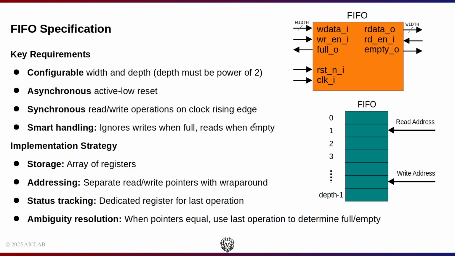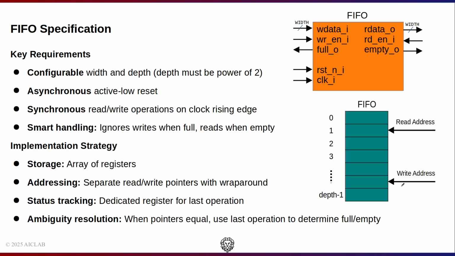We need a register to store the last operation. When read and write addresses are equal, we use this register to determine whether the FIFO is full or empty. Consider this example. The read address points to this location. The reader module reads from the FIFO. So it reads this location, and after some reads, the read and write addresses point to the same location. Because the last operation was read, the FIFO is empty.